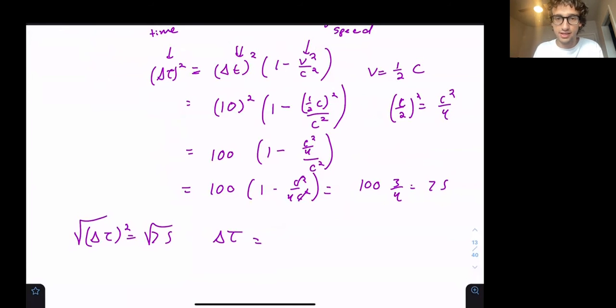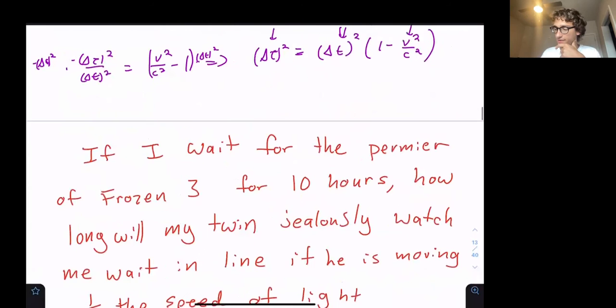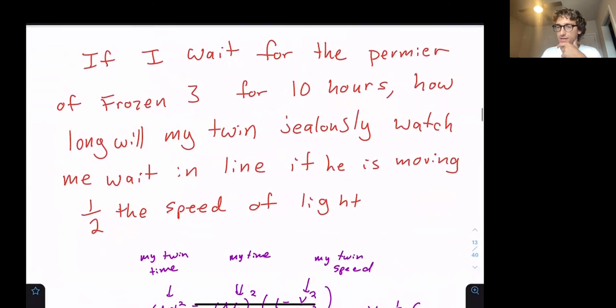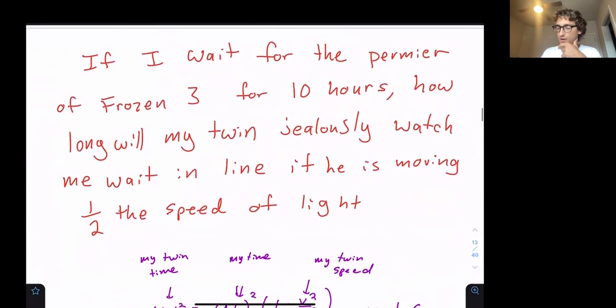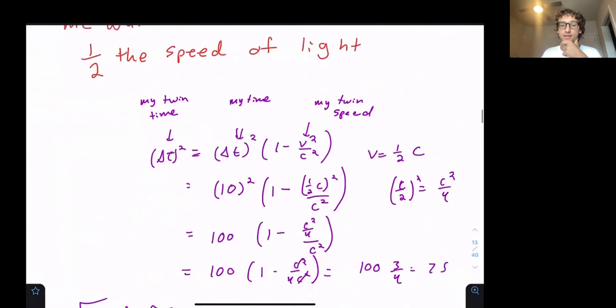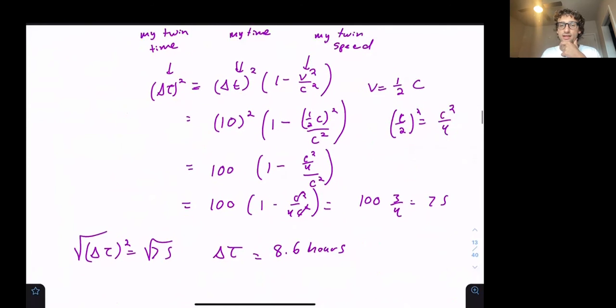And then what is that? Could someone tell me if anyone has a calculator on them or has beat me to doing this? That's just about 8.6 hours. So while 10 hours pass for me waiting in line, only 8.6 hours pass for my twin moving at half the speed of light.